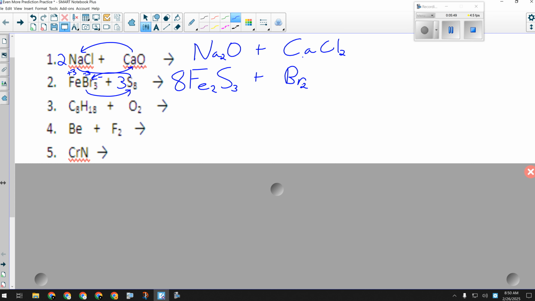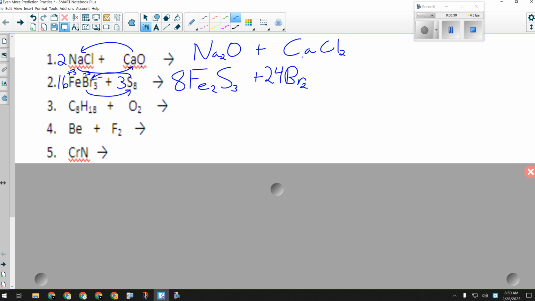So there's going to be some big balancing numbers on this one. And really, anytime sulfur's involved, there's a good chance of that because it's always going to come as an 8. Now I've put this 8 here. How many iron does that mean I have? 16. So I've got to put a 16 in front of this one. Now how many bromine does that give me? 16 times 3 is 48. What times 2 is 48? 24. So I've got to put a 24 there.